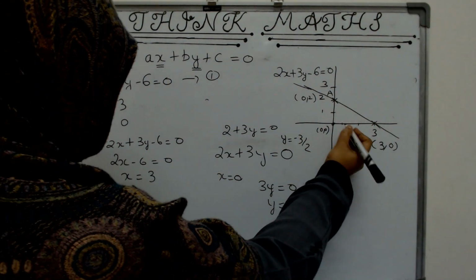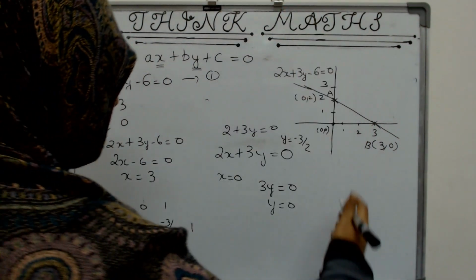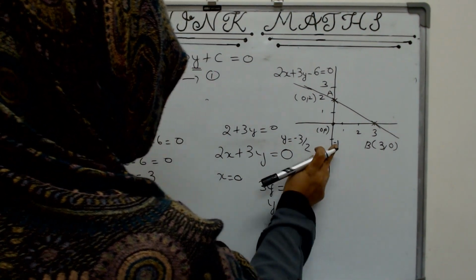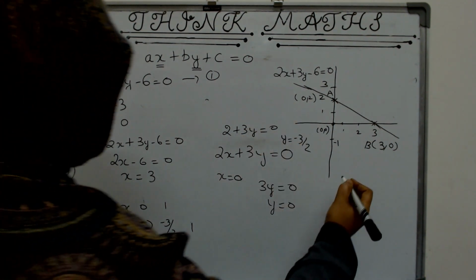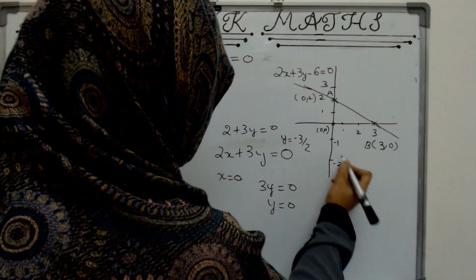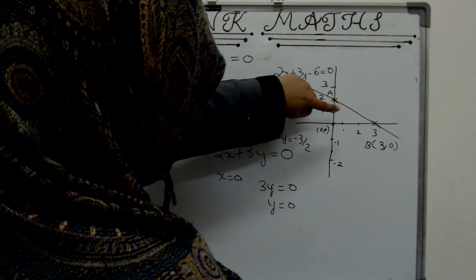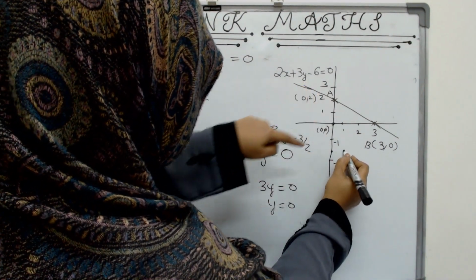This 1 which is here, y is minus 3 by 2. That means it comes down. This is the negative side of the y-axis. So minus 1 is here. 3 by 2 is what? 1.5, right? So it lies between minus 1 and minus 2. It lies here. So our x is here, our y is here, and they meet at this point.